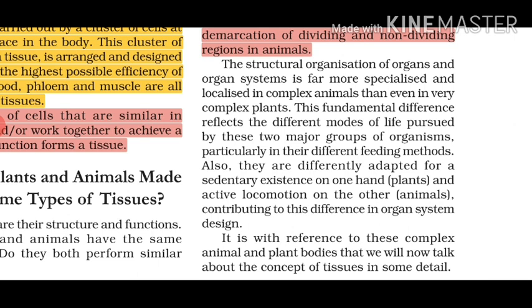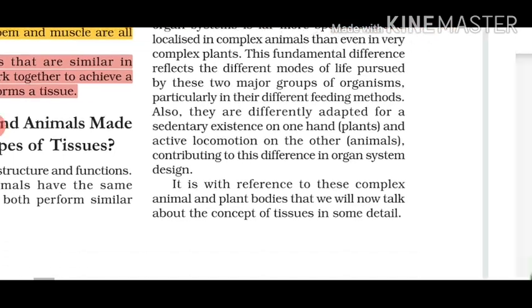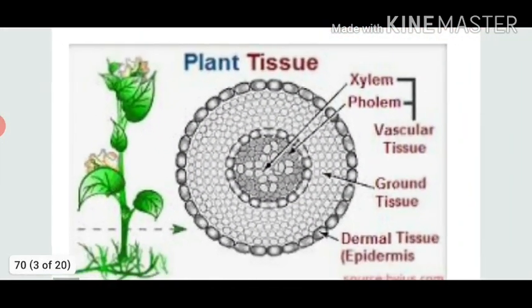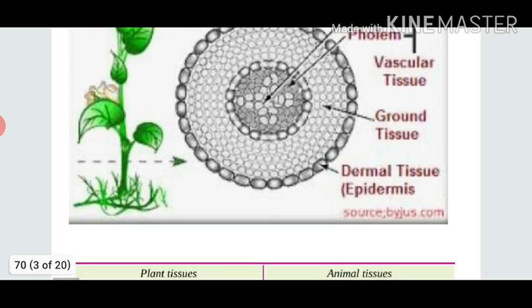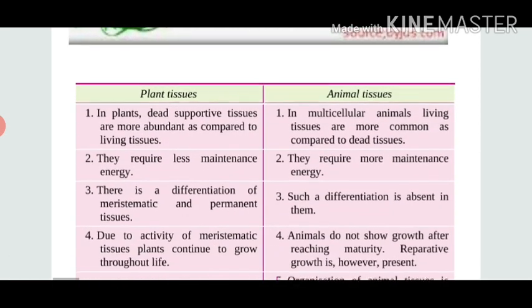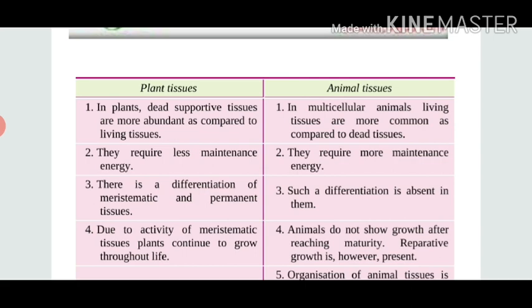Here is a diagram of plant tissue, which consists of groups of cells to perform different functions. For example, xylem and phloem are known as vascular tissues, and there is also the epidermis. Plant tissues and animal tissues, difference in tabular form. In plants, dead supportive tissues are more abundant as compared to living tissue. But in multicellular animals, living tissues are more common as compared to dead tissues. Plants require less maintenance energy. Animals require more maintenance energy.